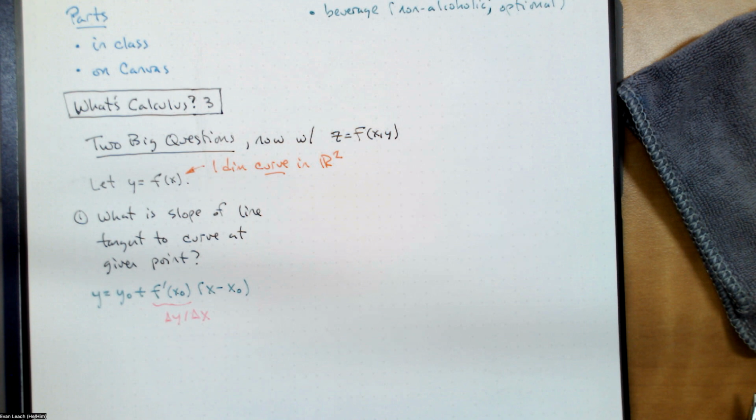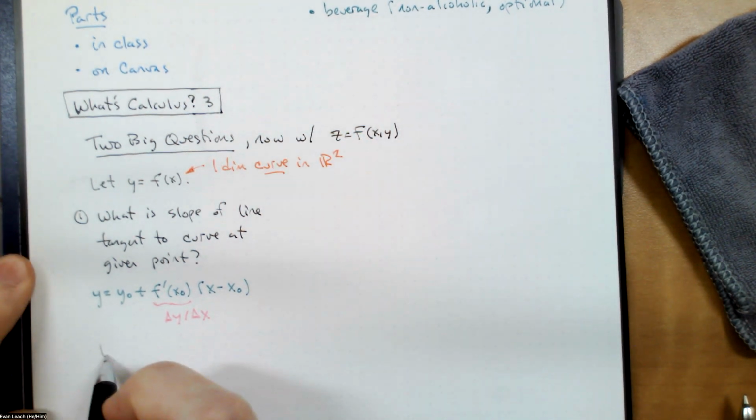If we upgrade our function to a function of two variables, now instead of a one-dimensional curve in R2, we've got a two-dimensional surface in R3. So if we pick a point, we're not going to put a line tangent to it. We can have a whole plane tangent to the surface.